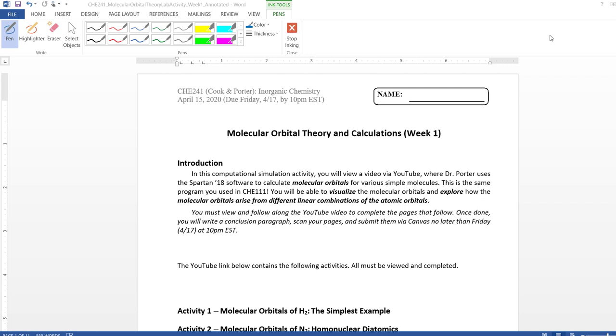Dr. Cook kicked you off in the lecture to introduce you to what we're dealing with here. And the real moral of the story is we're going to move beyond thinking about atomic orbitals located on individual atoms and begin to think about how they combine mathematically to form molecular orbitals. That means orbitals that belong to the entire molecule, not to the individual atoms.